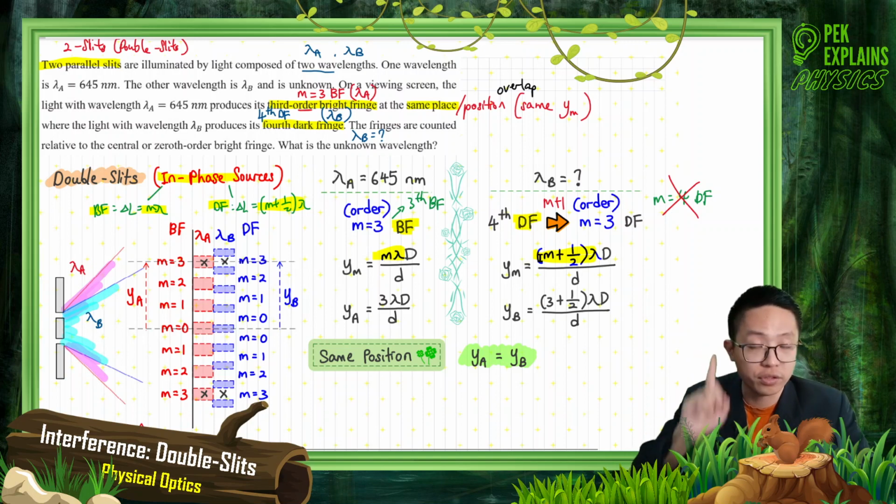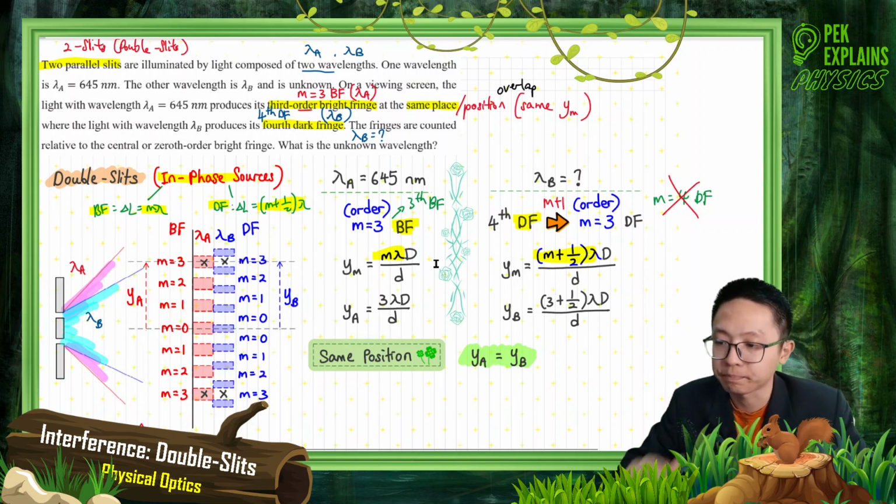So for this chapter, this is the most important thing in this chapter. Know the correct formula, know the correct order. Then only can solve. Right? So now from here, lambda A, I know is third order bright fringe. I use the bright fringe formula, m lambda. So just substitute the m equal to 3 there.